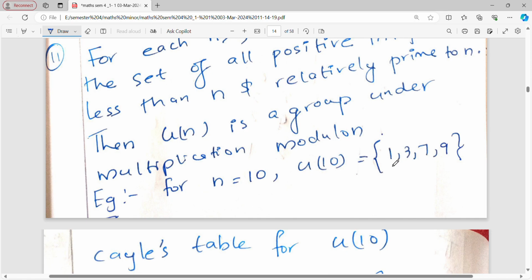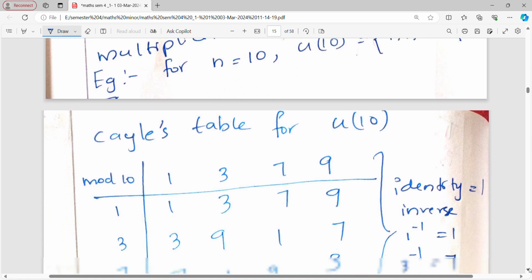4, no, because in 4 there comes 2, which is not possible. 5, no, because 5 into 2 is 10. Then 6, no, it is divisible by 2. 7, yes. 8, no, again divisible by 2. 9, yes. Okay, so U(10) is 1, 3, 7, 9.